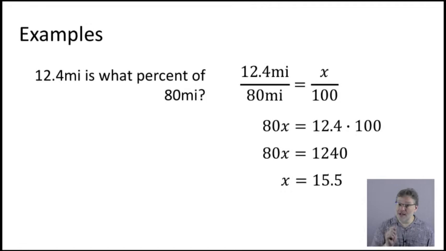Again, let's check this to make sure that's intuitively reasonable. 12.4 miles is what percent of 80 miles? 15.5%. Well, that seems about right, because if it's 80 miles, then that's pretty close to 100, and 12.4 miles out of 100 would be about 12%. And so to get a number that's pretty close to 12%, 15.5% is pretty reasonable.